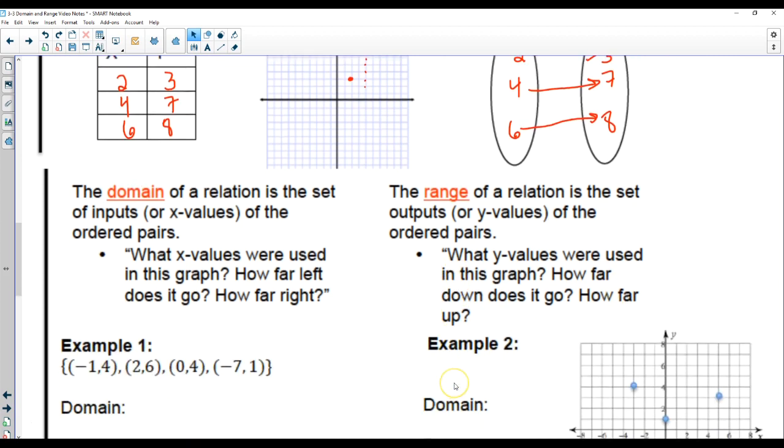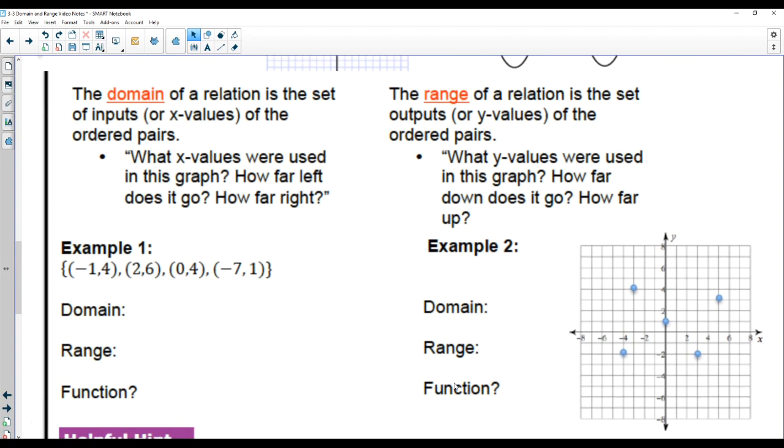All right, so let's do some examples. In this example, the domain, we are simply going to list out the X values. So the domain then is -1, because I've got a -1. I've got a 2, I have a 0, and I have a -7. You will sometimes see these listed in least to greatest. So especially if you're doing multiple choice or something, you're probably going to be looking for this as your domain rather than this.